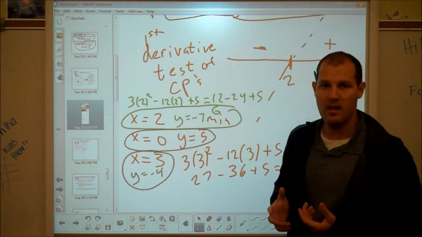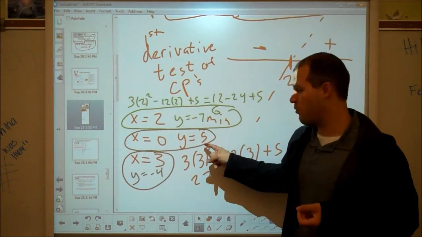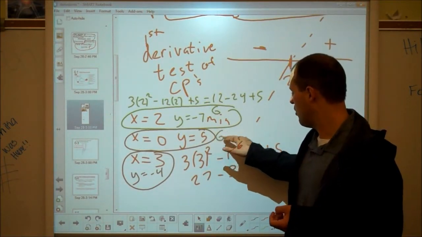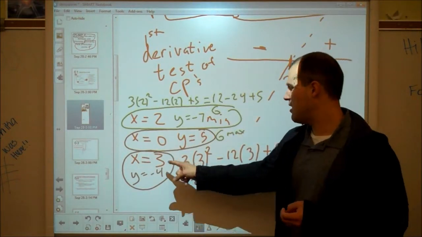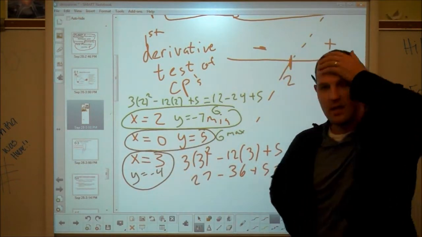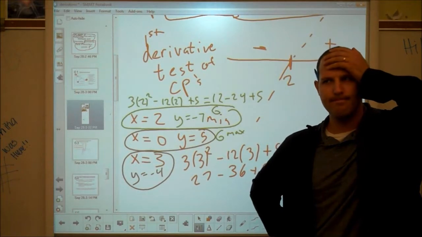Where is my global max at? Looks like it's right here. That's the highest point on the whole thing. So that is my global max. And then this one, how do you tell if it's a max or a min?